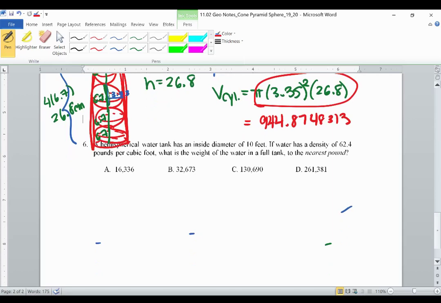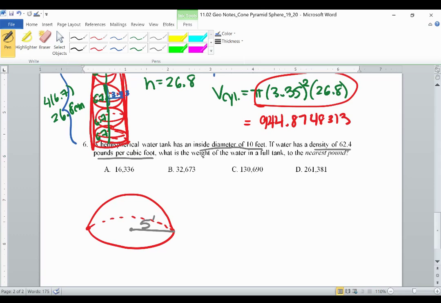Last one, a hemispherical water tank. Hemispherical, what does a hemisphere mean? That's right, it is half a sphere. I heard you guys shouting that out. So again, you know I'm really good with my pictures here. That's my hemisphere, half of a sphere. And it's a pretty cool water tank, first of all. The inside diameter is 10 feet. So if the inside diameter is 10 feet, that means my radius must be 5 feet. Water has a density of 62.4 pounds per cubic foot. What is the weight of the water to the nearest pound?